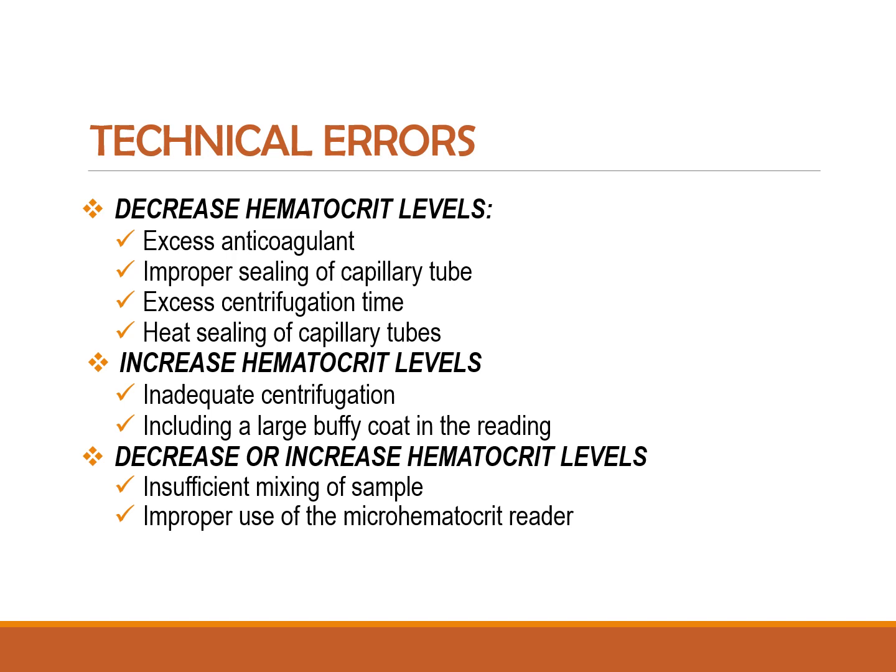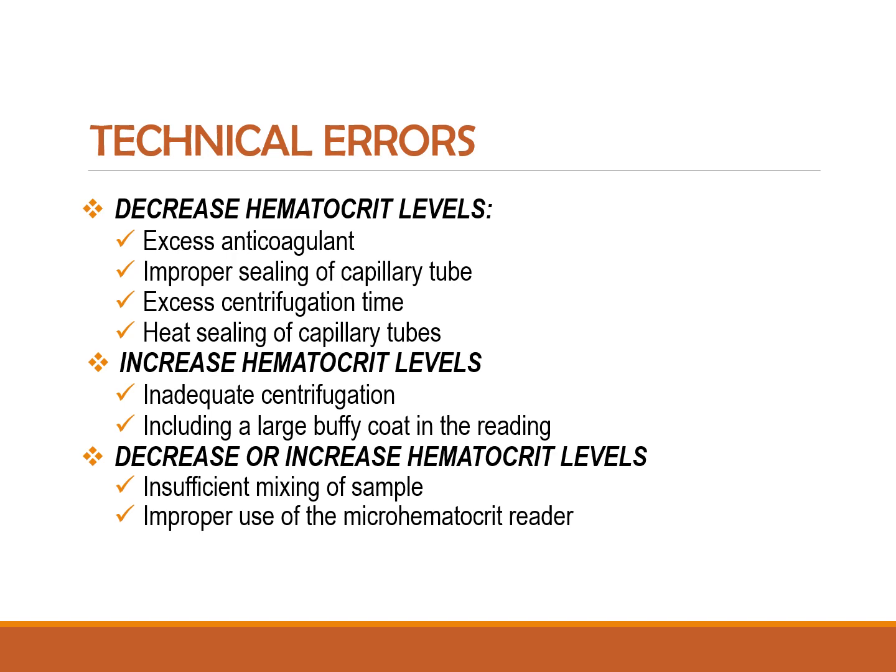Next, we have improper sealing of the capillary tube. Improper sealing of the capillary tube causes a decreased hematocrit reading as a result of loss of blood during centrifugation. A higher number of red blood cells are lost compared to plasma. Third, we have excess centrifugation time. And lastly, we have heat sealing of capillary tubes. The heat of the flame will make the blood move toward the opposite tip. Excess heat will cause the blood to shoot out of this end.